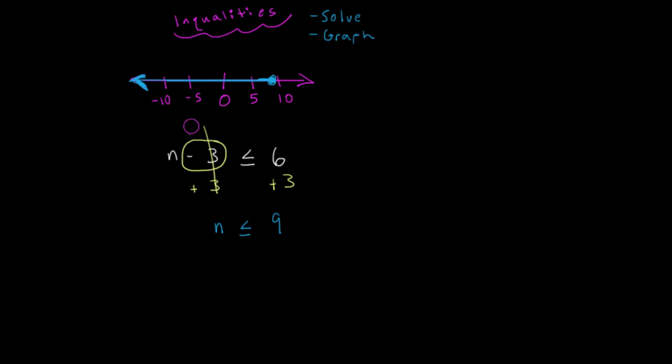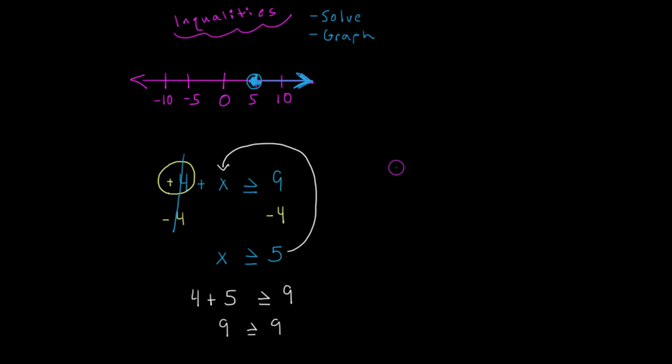Now I can substitute 9 back into the original inequality. So I have 9 minus 3 is less than or equal to 6. Well, 9 minus 3 is 6, so 6 is less than or equal to 6, and this checks out. Let's move on to another.